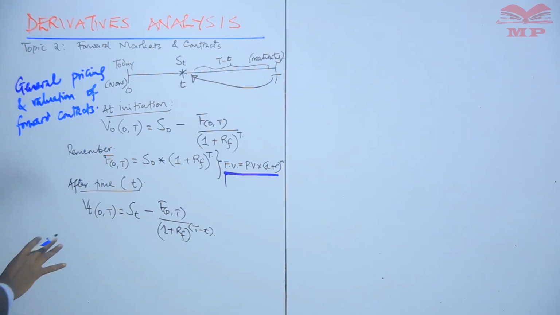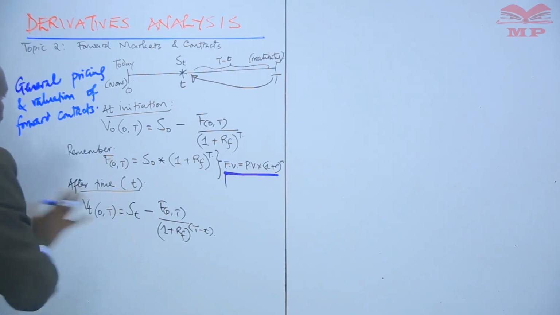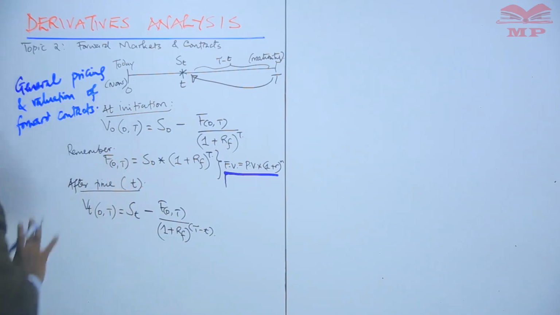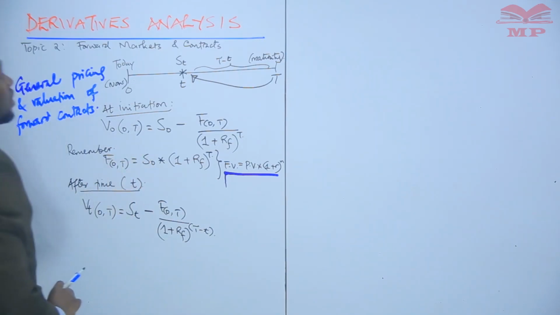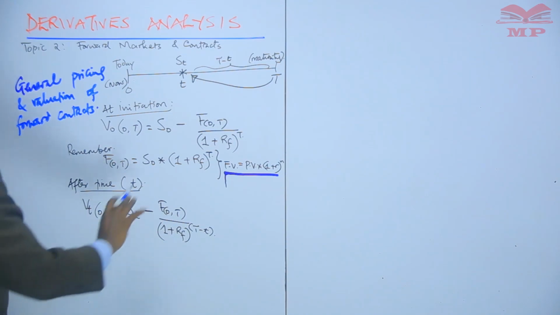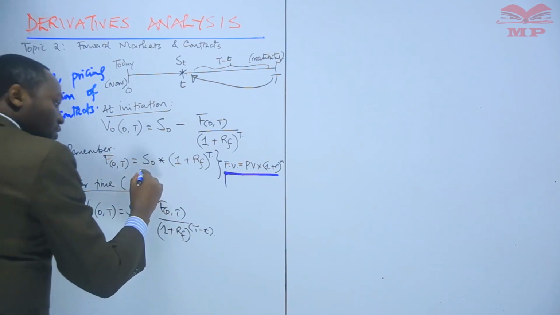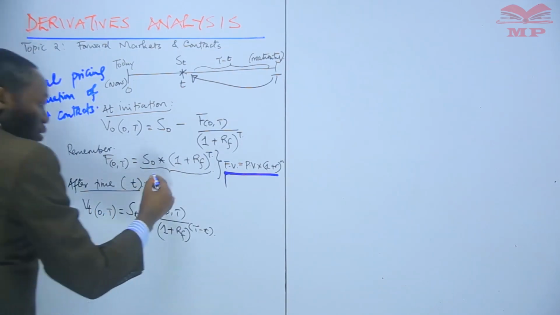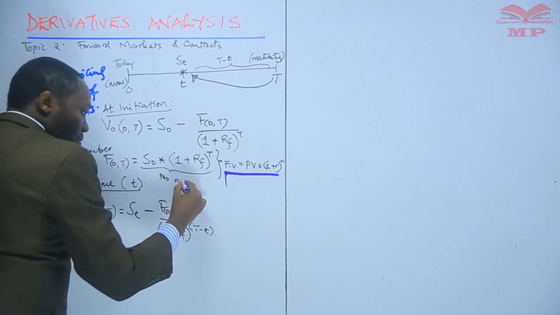That's how we value a forward contract at any time after initiation. Now, remember that at initiation also there is no money that changes hands. So this investment also holds. So no money changes hands.